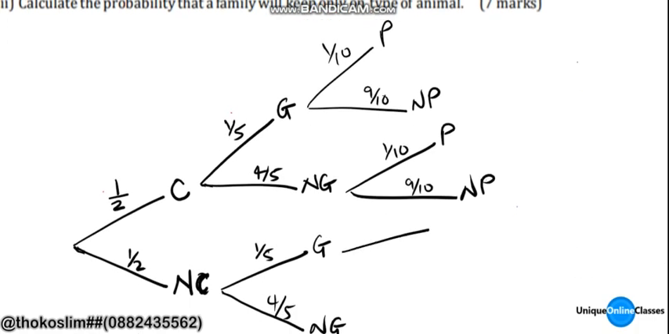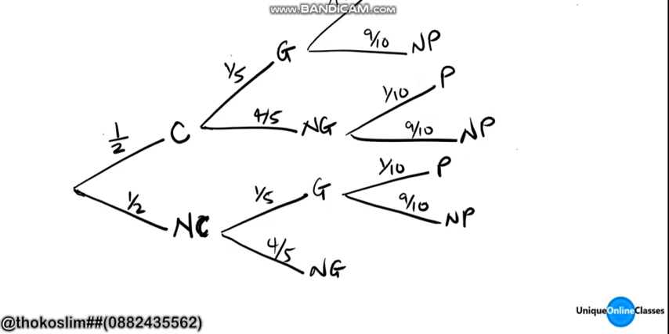The same steps for pigs and no pigs, which is 1/10 versus 9/10. And here we have pig and no pig, 1/10 versus 9/10. And this one as well, pig and no pig, which is 1/10 versus 9/10.